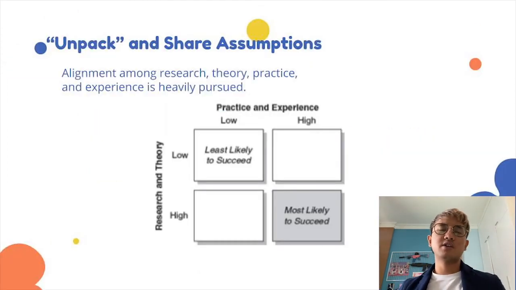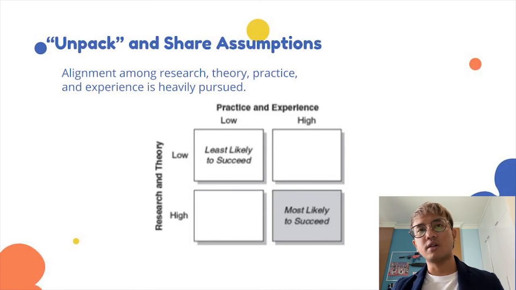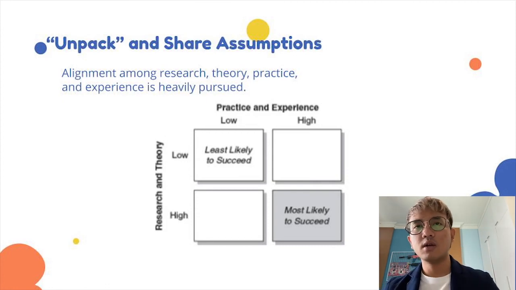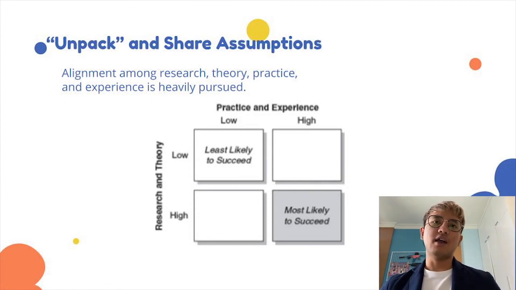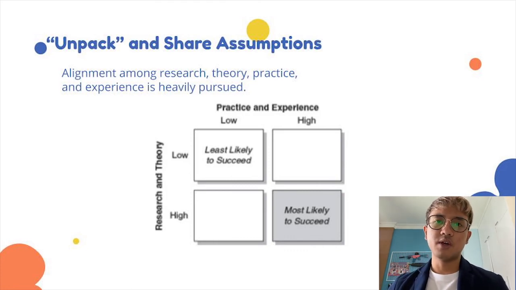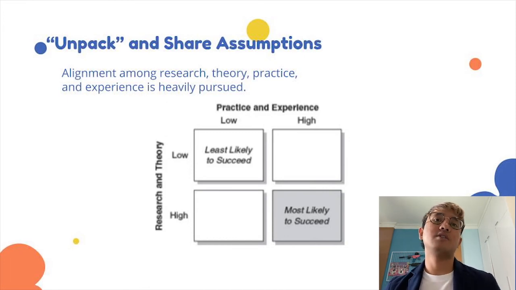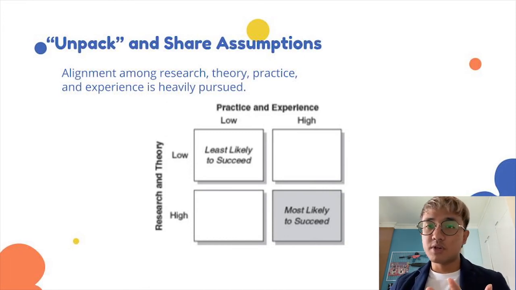This slide refers to the second suggestion, which is sharing explicit assumptions. In theory of change logic models, alignment among research, theory, practice, and experience is heavily pursued. In the figure, you can see that a lack of research and theory combined with a lack of practice and experience will most likely lead your model to failure. So in conclusion, a decent amount of research and theory, practice and experience will significantly improve your model.